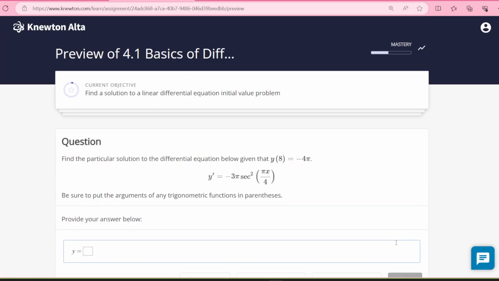Okay, moving on. All right, so another one where we have an initial value problem, right? It's a differential equation with some condition that the solution needs to meet. So let's write this out.